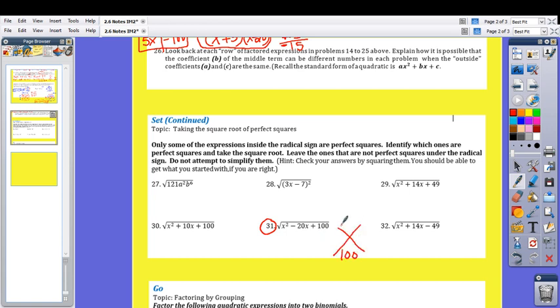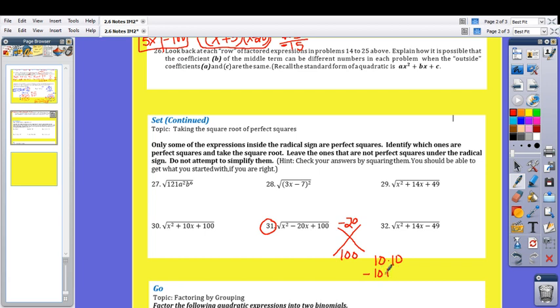If this is 100, this is 20. So then we will be doing 10 times 10 gives you 100. 10 plus 10 is 20, but because you have to get negative, they both should be negative.